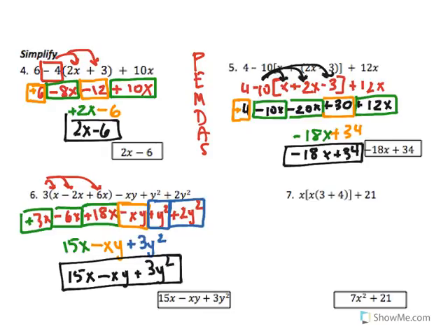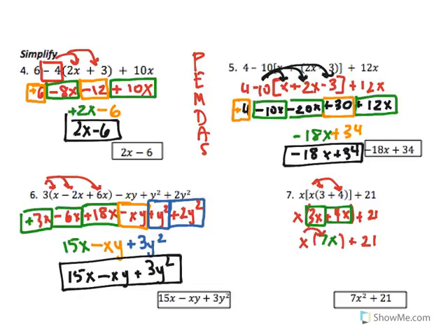Let's do number 7. First, I want to get rid of the parentheses. I give 1 to each piece inside. I get 3x plus 4x. This is in parentheses. I bring down the rest of my things. I want to combine the like terms in the parentheses. I get 3x plus 4x gives me 7x. I bring down the rest of the things.